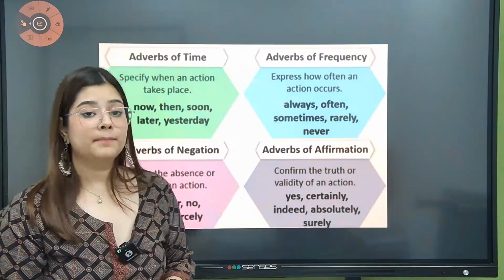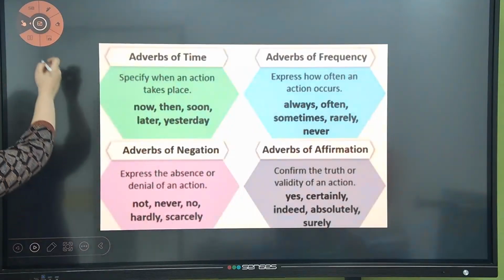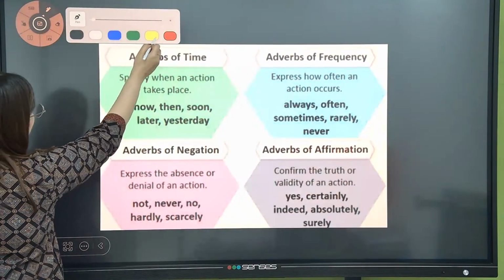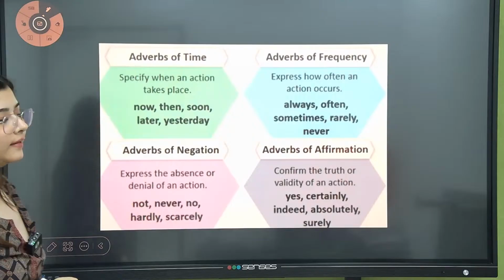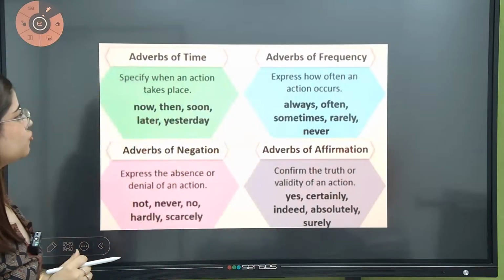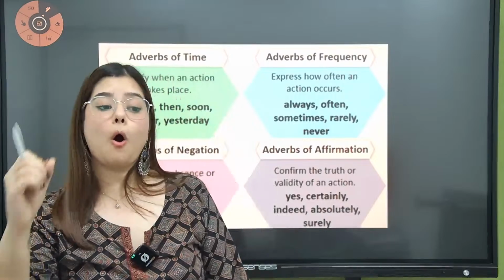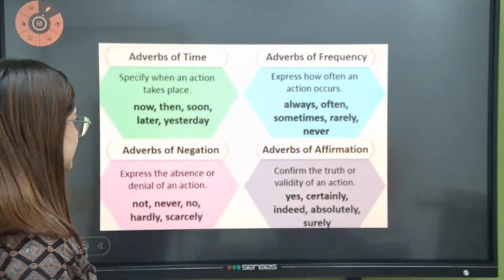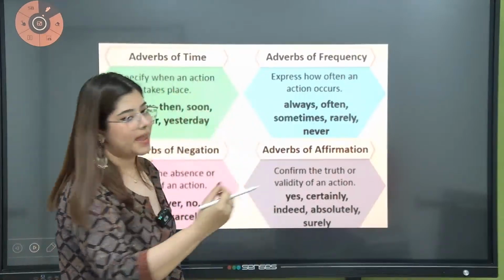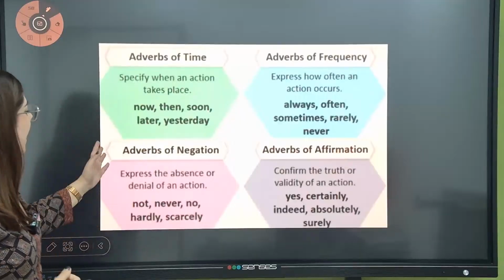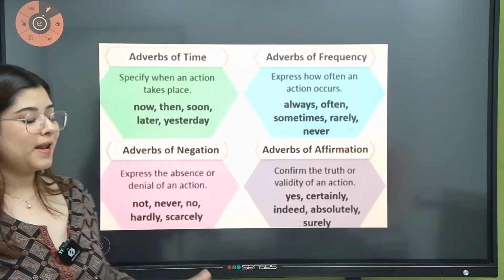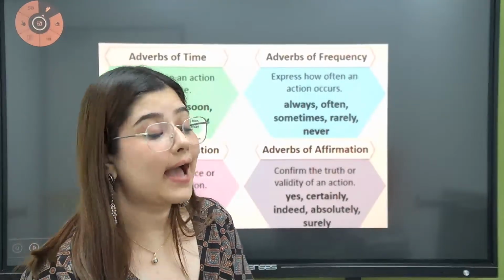Adverbs of time specify when an action takes place. For example, now, then, soon, yesterday, etc. Then we have adverbs of frequency. They express how often an action takes place. Always, sometimes, rarely, never. Adverbs of negation express the absence of an action.